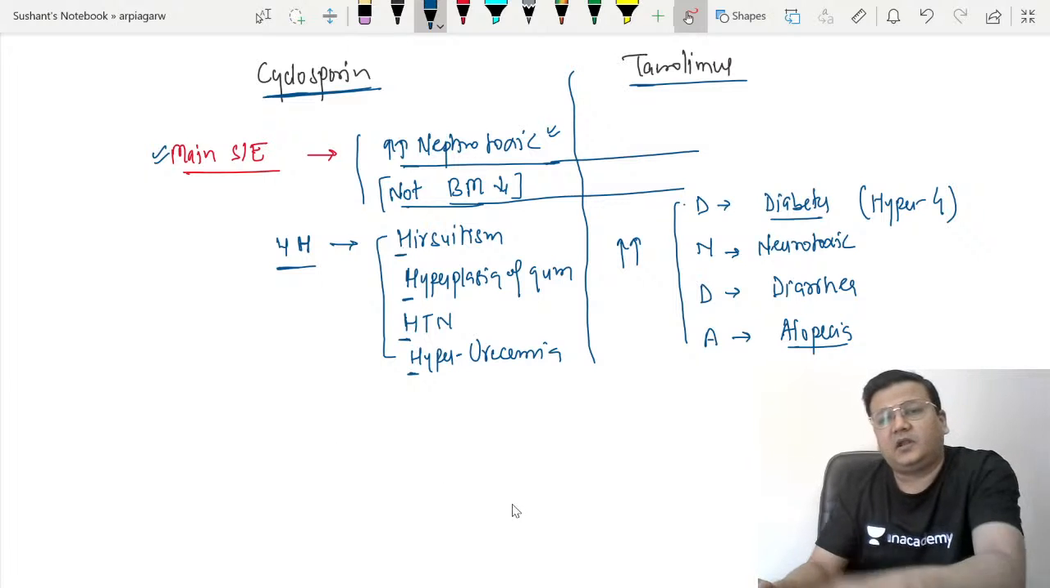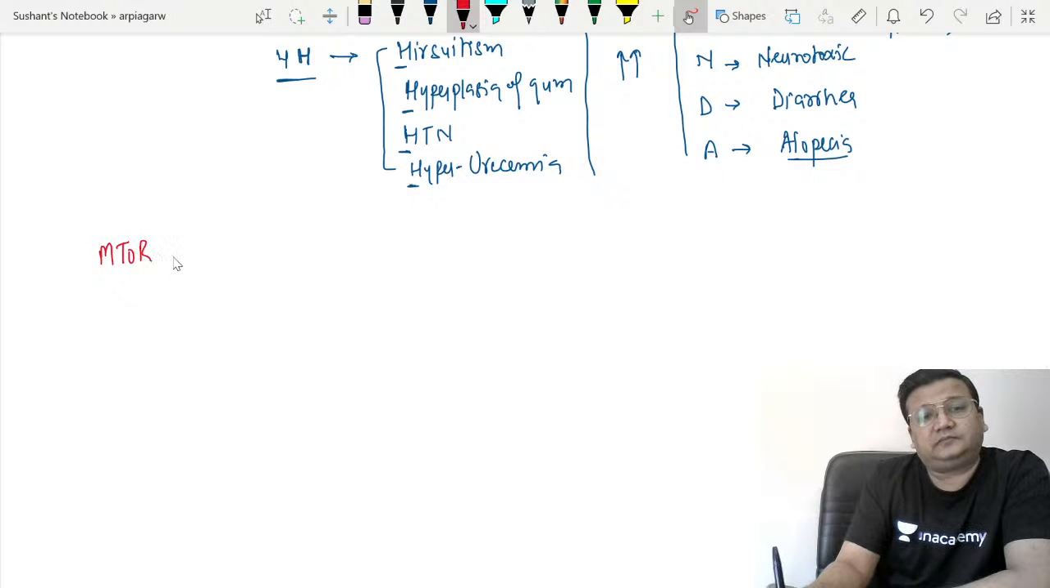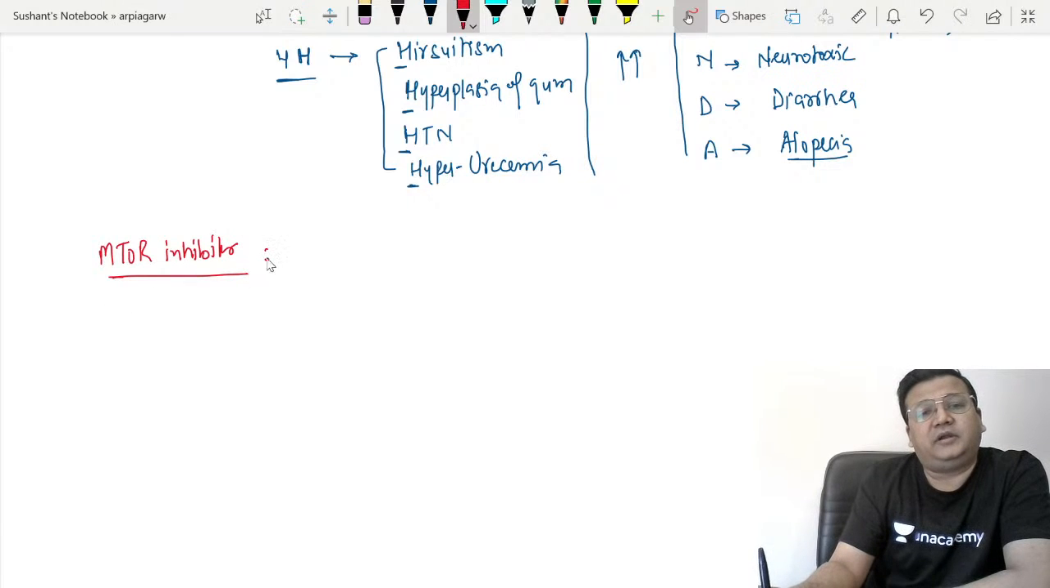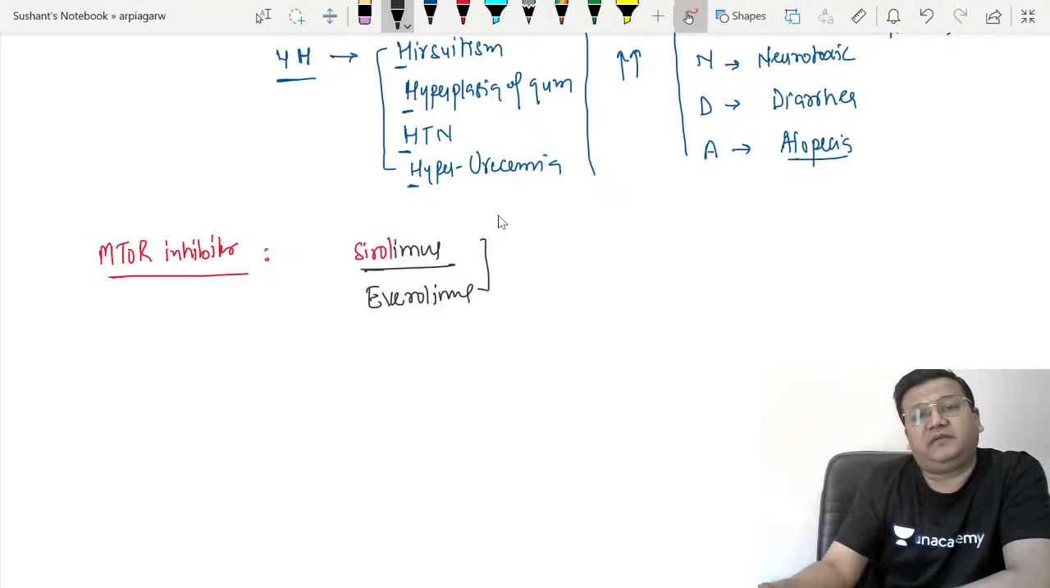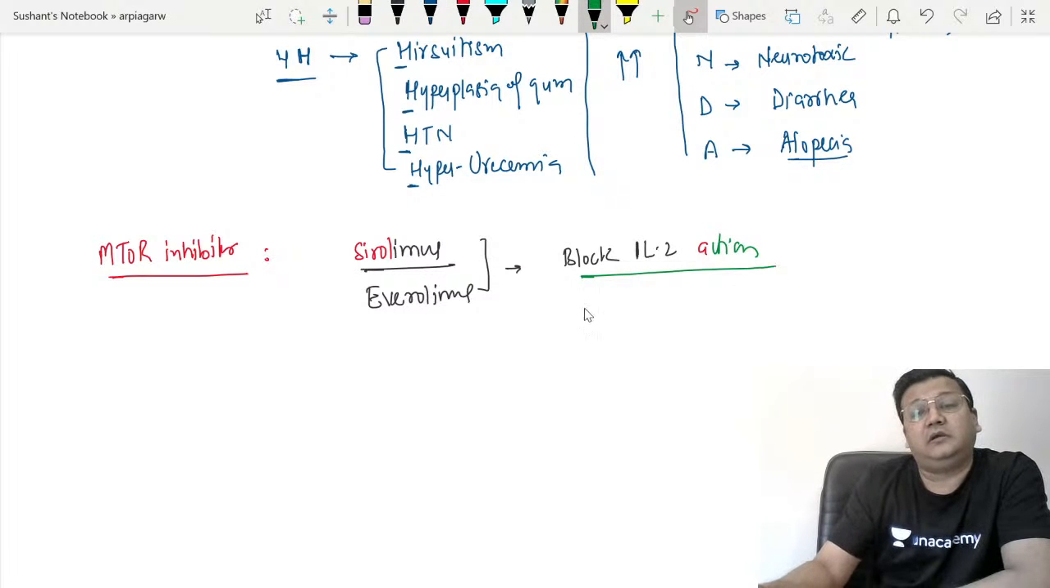Then you have the mTOR inhibitors. mTOR inhibitors, as I told you, involve drugs like sirolimus and everolimus. We have also discussed that these drugs block interleukin 2 action. They block interleukin 2 action but do not decrease the synthesis of interleukin 2. That we have already discussed.